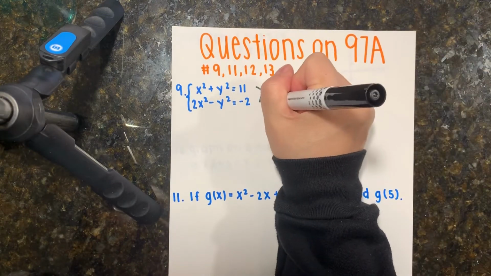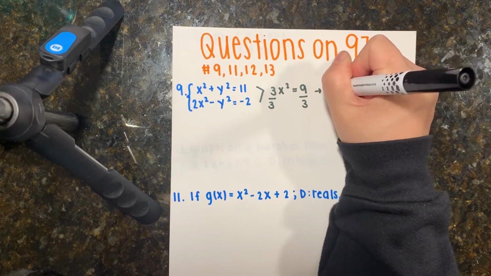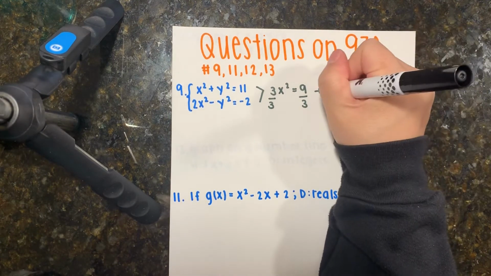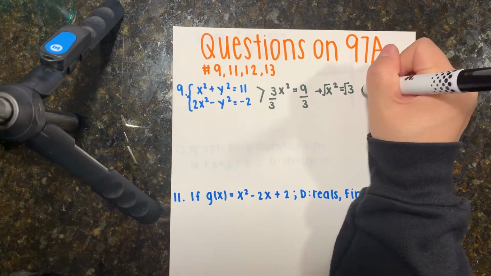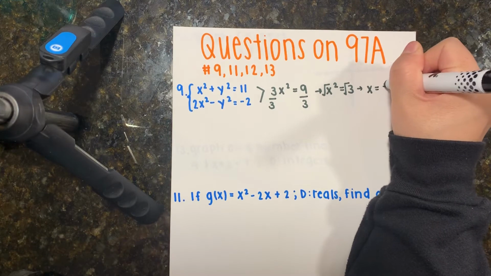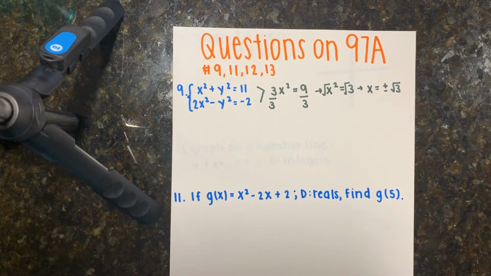Then when I divide both sides by 3, I'm going to get x squared is equal to 3. Now don't forget that when you take the square root of both sides, you're not just going to get x is equal to square root of 3, you're going to get x is equal to plus or minus the square root of 3. So we get both the positive root 3 and the negative root 3. So that's just something to remember whenever you take the square root of something.